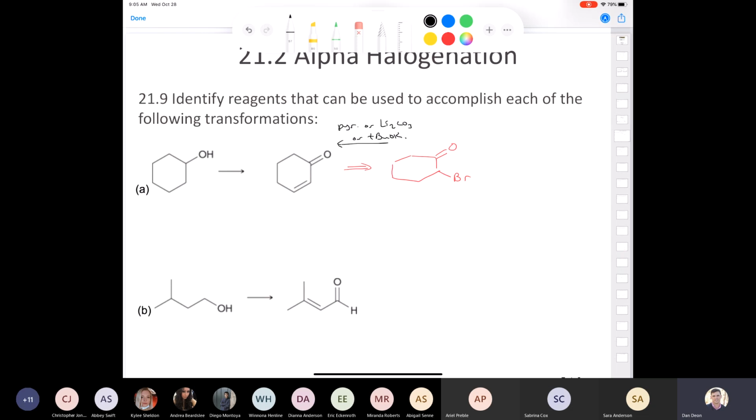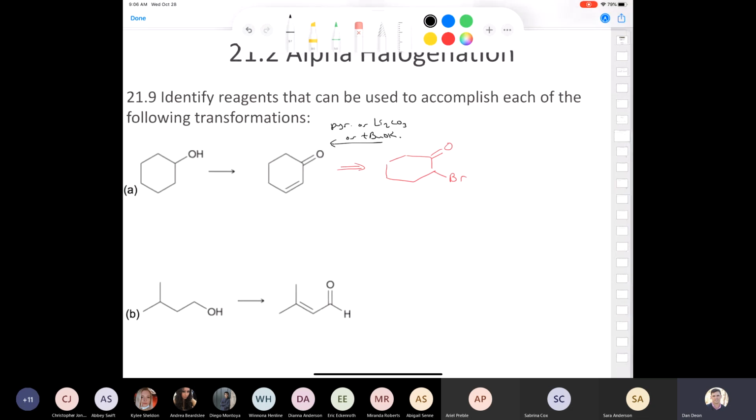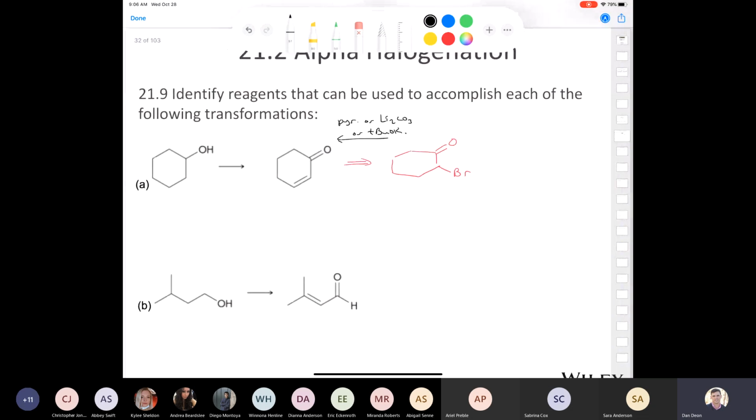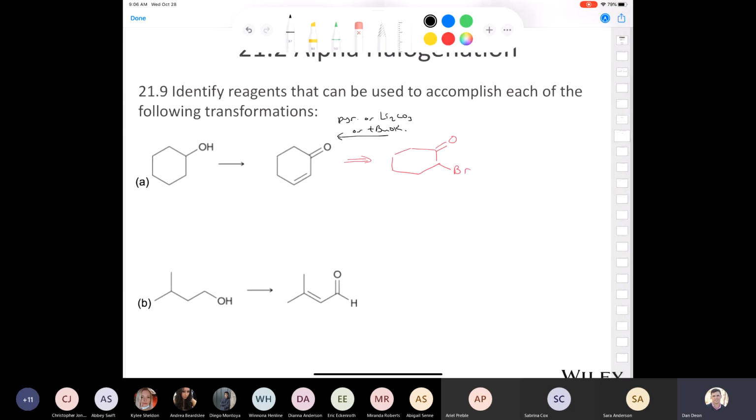But the first thing I need to do is oxidize that alcohol to a ketone in order to install the bromo in the alpha position. So who could choose some conditions for the oxidation of cyclohexanol to cyclohexanone? Let me draw a line here. So I want to oxidize this to cyclohexanone. Who's got an idea about that one?